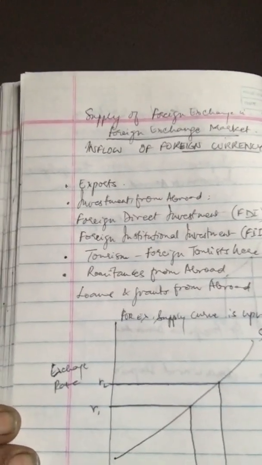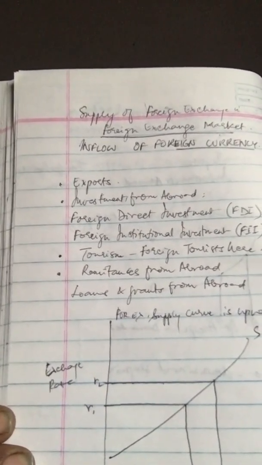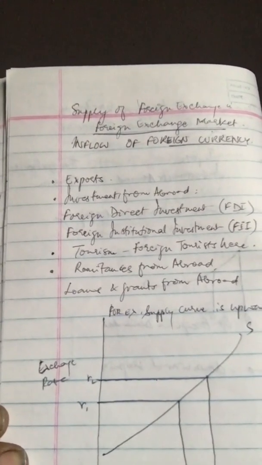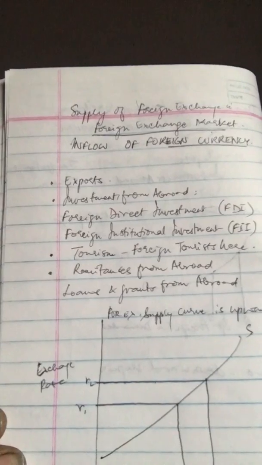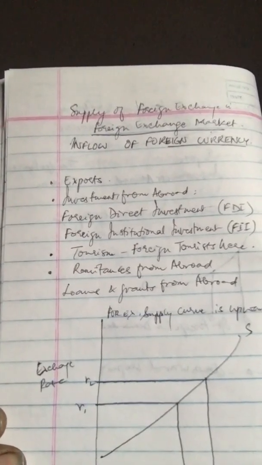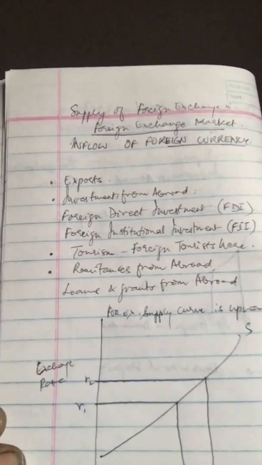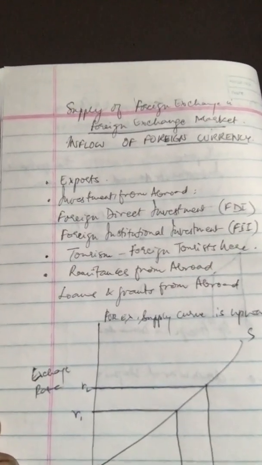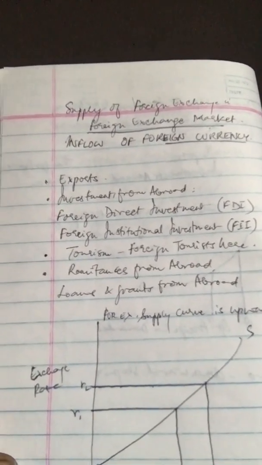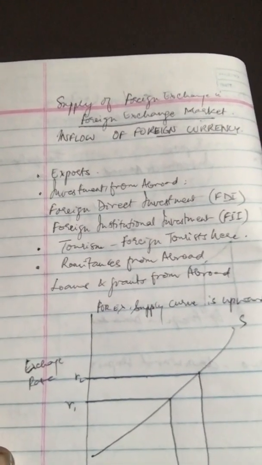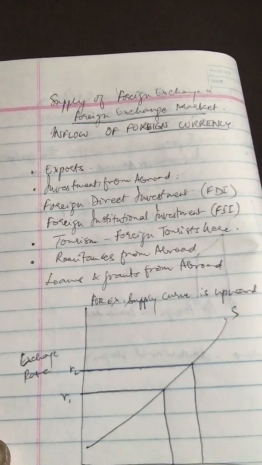So what is the relationship between exchange rate and supply? There is a positive, direct relationship between exchange rate and supply of foreign exchange. When the exchange rate rises, supply of foreign exchange also rises, and vice versa. That's why the supply curve of foreign currency is upward sloping as shown in the figure. When the exchange rate rises, supply increases. When it goes down, supply goes down.